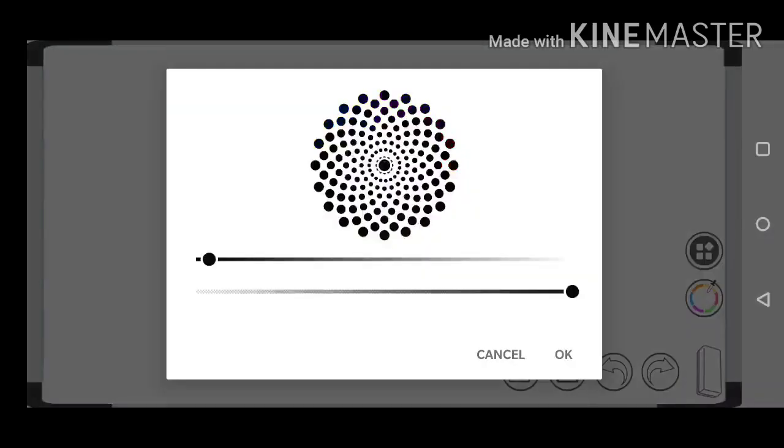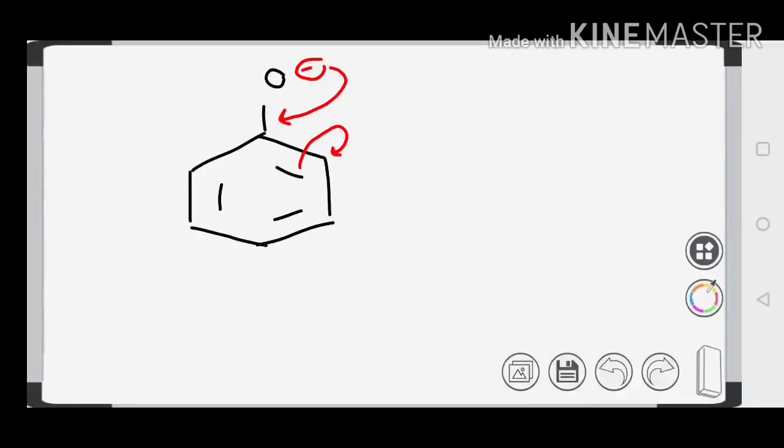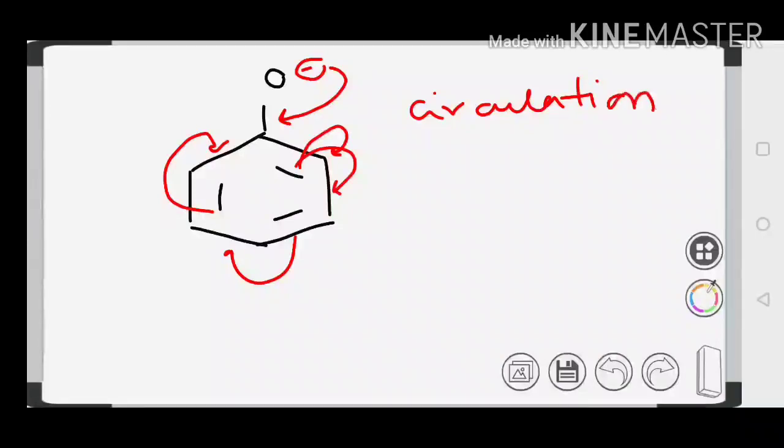See this. Let us draw it once again. So there is negative charge on oxygen. This negative charge, as we know, is the phenoxide ion, and the negative charge can always come back towards the aromatic ring, and you can see with these arrows the electrons will be circulated throughout the ring and will stabilize the conjugate base. The circulation of electron is there.